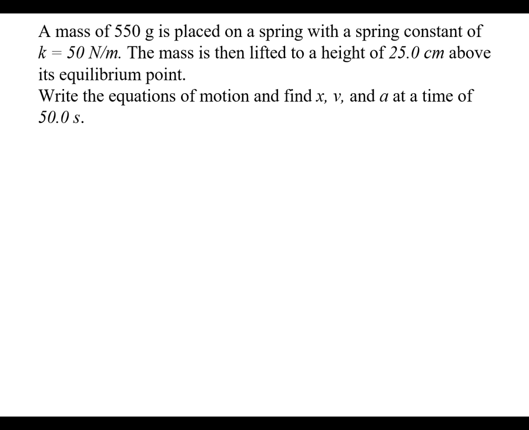Okay, so reread that, recap it. You have a spring constant of 50 newtons per meter. You put a 550 gram mass on it and bring it down to its equilibrium point. Then you lift that mass up 25 centimeters above that equilibrium point and let it oscillate. We want to know what are the equations of motion, and then we want to find position, velocity, and acceleration at a time of 50 seconds.